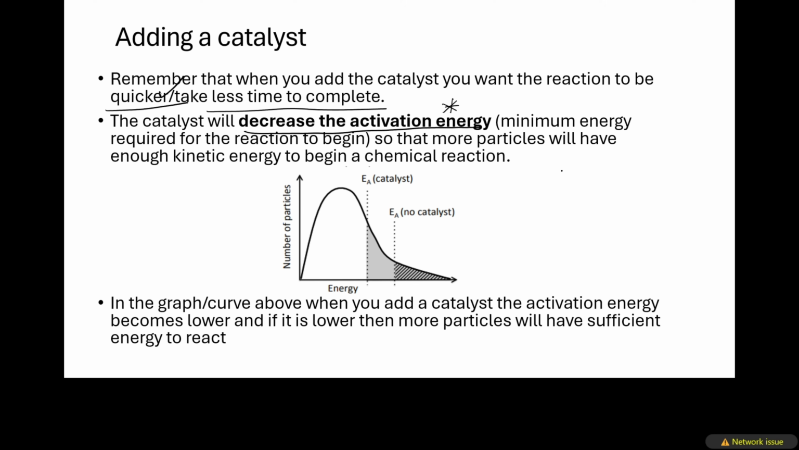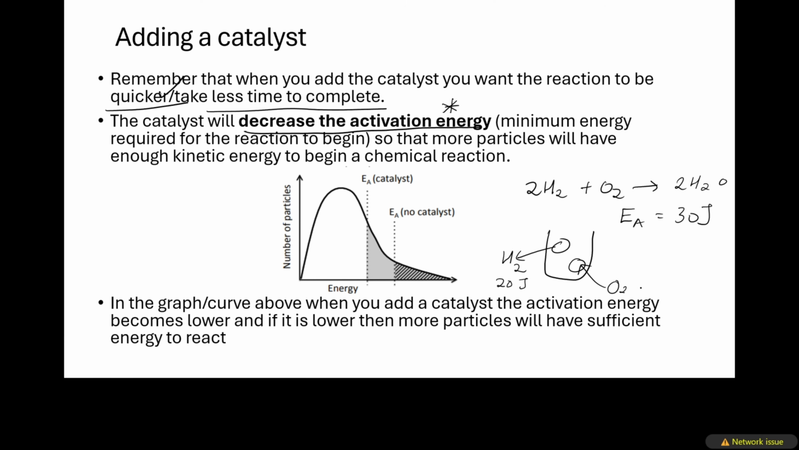So for example here, if we say that for this reaction to occur, it requires an activation energy of 30 joules. Then we have a basin, and we put here hydrogen. Let's just say this is your hydrogen, and this is your oxygen. This hydrogen has 20 joules, this oxygen has 3 joules. So this is the energy of these particles, the kinetic energy of the particles.